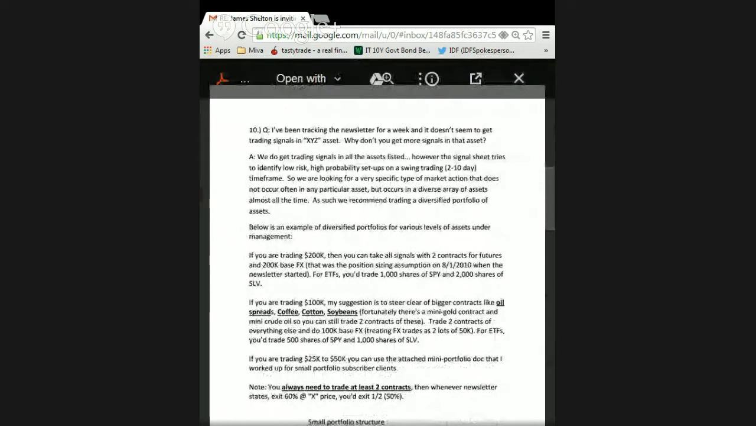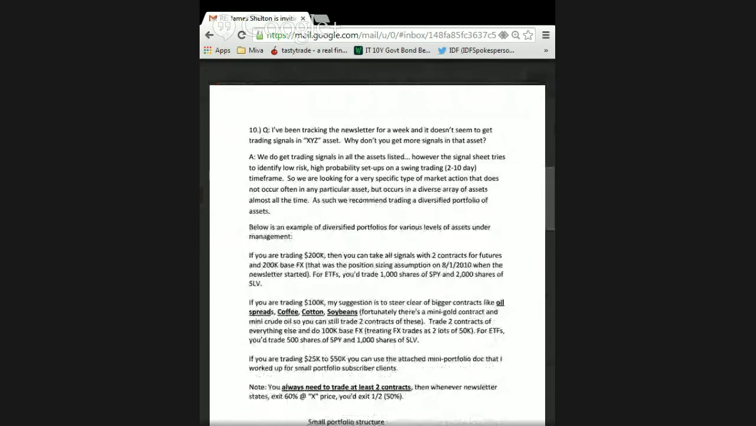Great. I've been tracking the newsletter for a week, and it doesn't seem to give trading signals in XYZ asset. Why don't you get more signals in that asset? Okay, so this is how it works. Every asset that's listed in our listed assets document in the welcome package, which we went over last time we made one of these videos, will eventually get a trading signal.